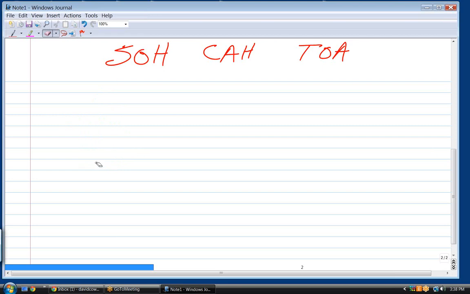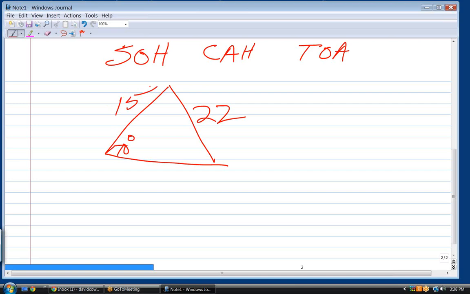Ah, it's not a right triangle. No. The 15 is obviously not opposite the 22, right? The 22 is on the bottom. All right. And what's the problem? We're trying to find x, which is the other side.